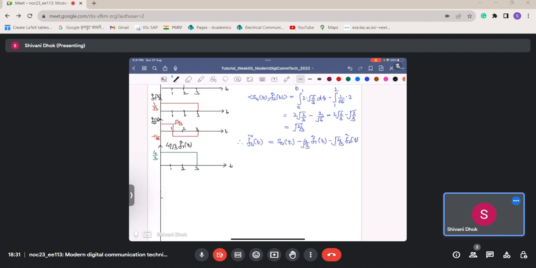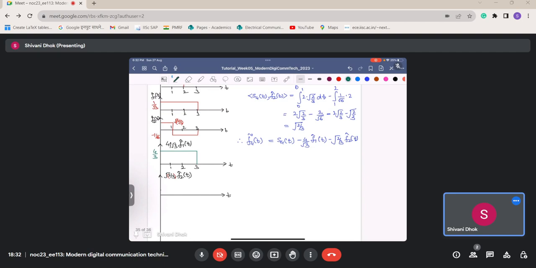Okay. Now the next thing that we'll plot will be under root 2 by 3 into f2 hat of t. Now this f2 hat of t is 2 by under root of 2 by 3 at first. Just be careful that this is entirely under the root. So this is basically under root of 2 by 3 into under root of 2 by 3. So for this range, that is from 0 to 1, this will be 2 by root 3.